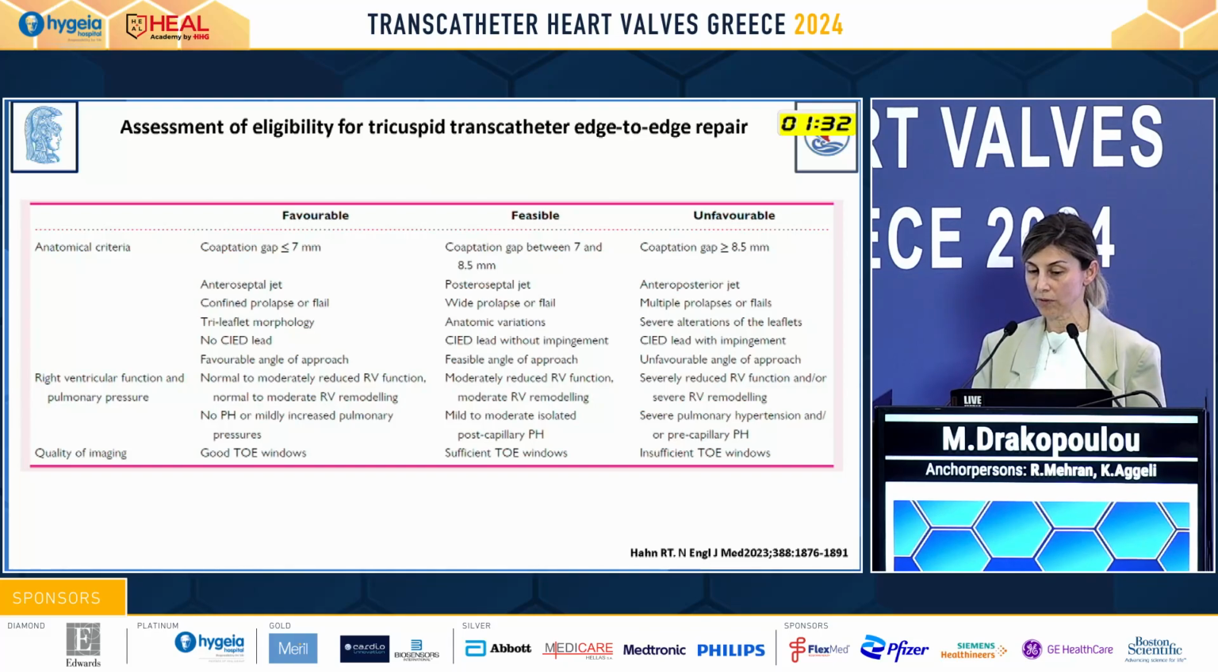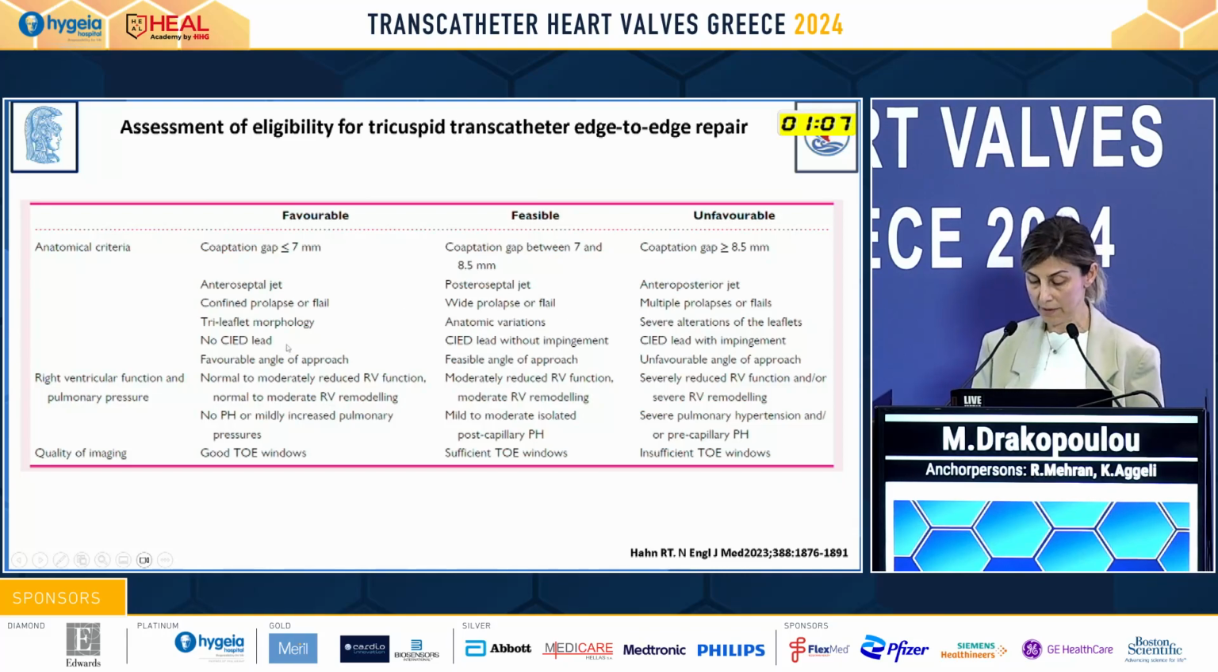Only two slides about the transcatheter procedures. We know that this has evolved during the last years, starting with a clip at the position of the mitral valve. We have favorable, feasible, and unfavorable characteristics. Among them is the coaptation gap, which should be less than 7 if we consider it a favorable case. More than 8.5 is an unfavorable case.